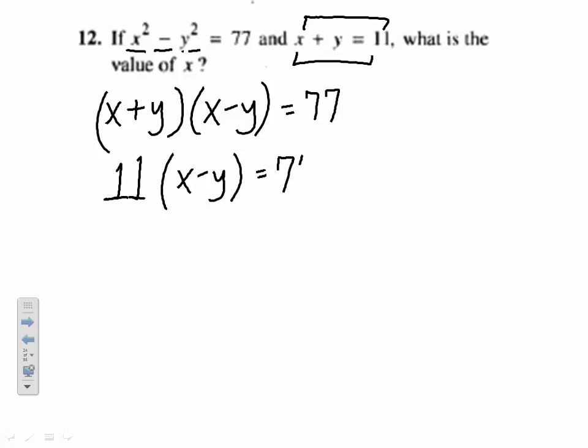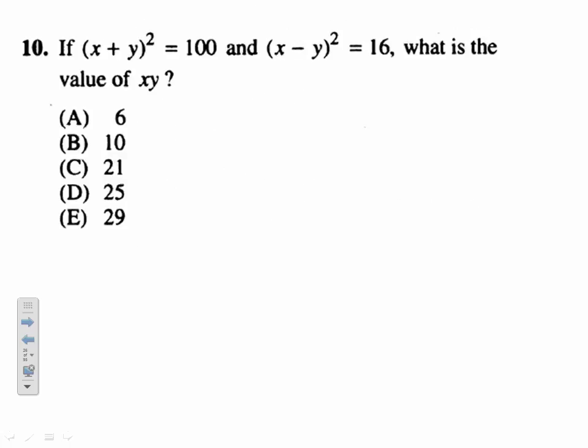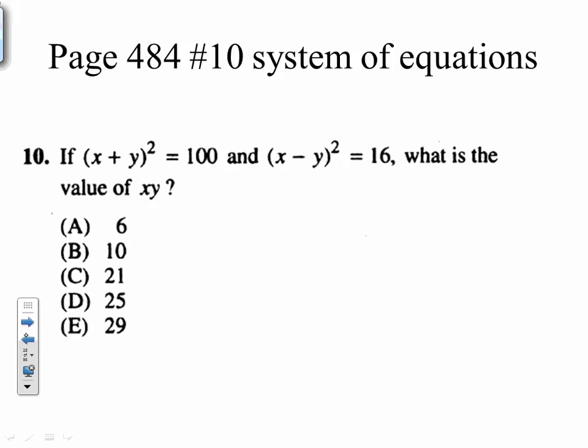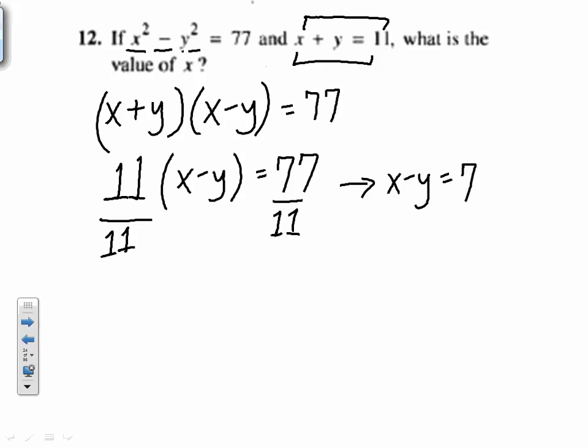So now we want to get x minus y alone by dividing by 11 on each side. So this gives us that x minus y equals 7. And unfortunately, they're not asking for x minus y, they're asking for x. Okay, so they're asking for x. So we have to figure out how to get x alone. There's a couple of ways to do it.